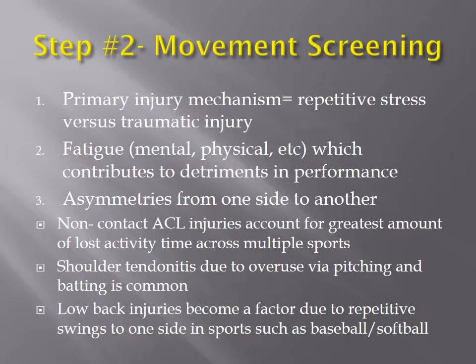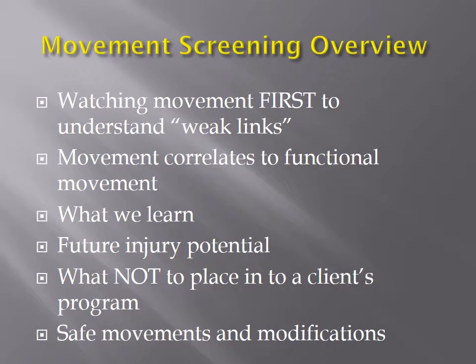The other thing is that asymmetry from side to side is another cause or predictor of injury. That's why you'll see that a lot of the tests that we do are asymmetrical, meaning we get to look at one side versus the other. So what do we get with movement screening? We're going to watch movement first to understand where weak links exist, and then with that, we're going to learn future injury potential. And in our context, the most important thing is what we don't do. If the person can't do an overhead squat with any competency whatsoever, even after I've made modifications, then I'm probably not going to put a barbell on their back.